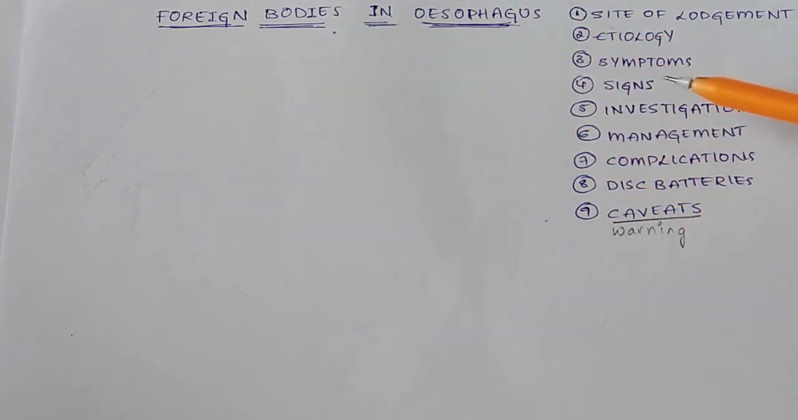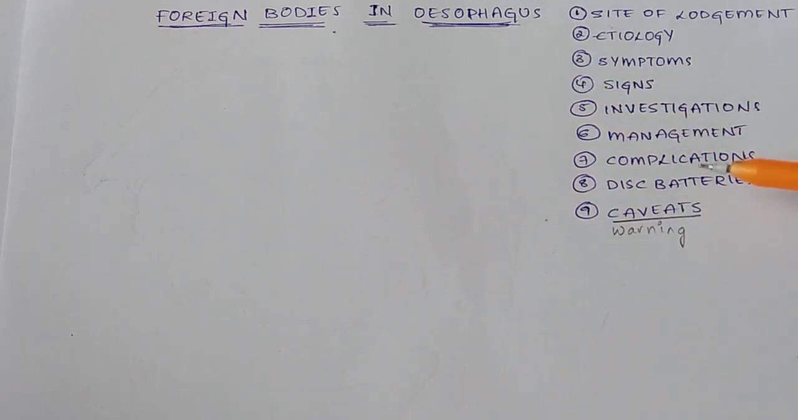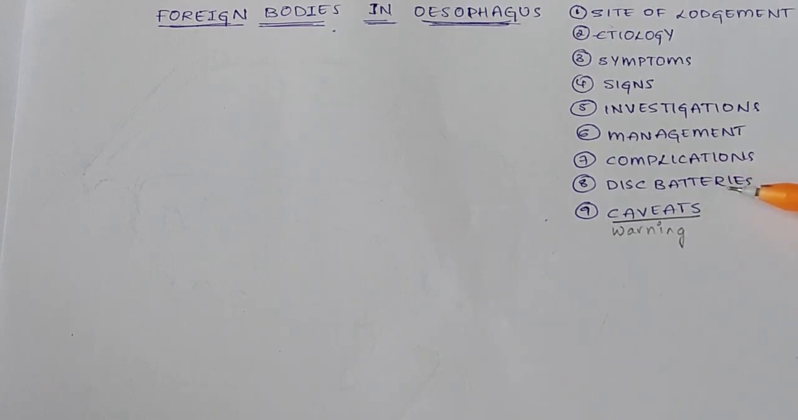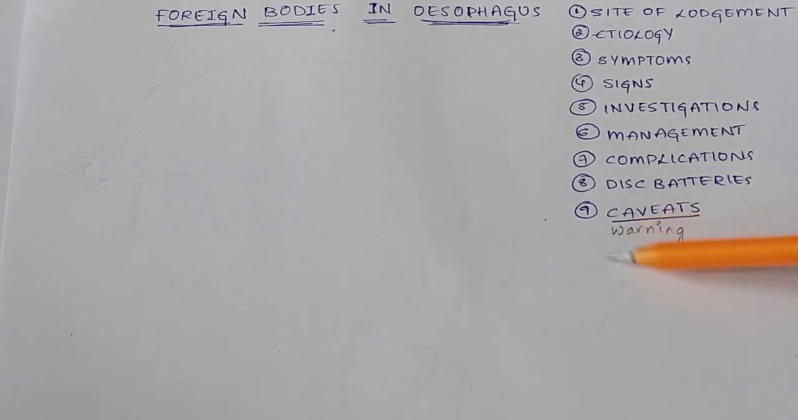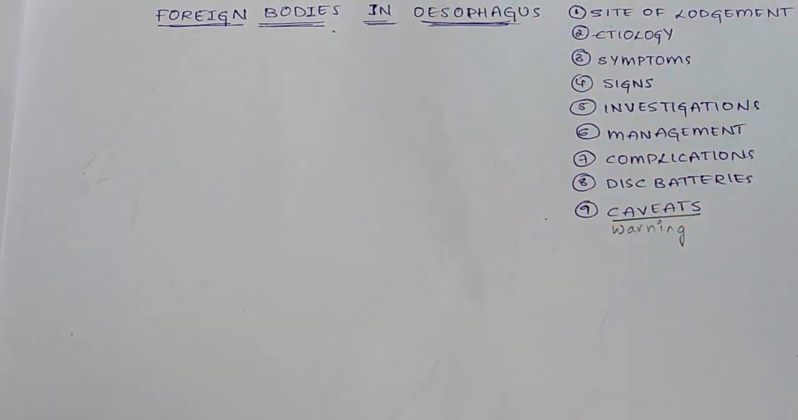these foreign bodies, and what are the signs and symptoms of foreign bodies in esophagus, and investigations to know whether it is a foreign body or not, and management, that is treatment and follow up after we know that there is a foreign body in the esophagus, and what are the complications if we leave that foreign body in esophagus, and what if these batteries are swallowed, and what are the caveats, that is warnings, about treatment of foreign bodies in esophagus.